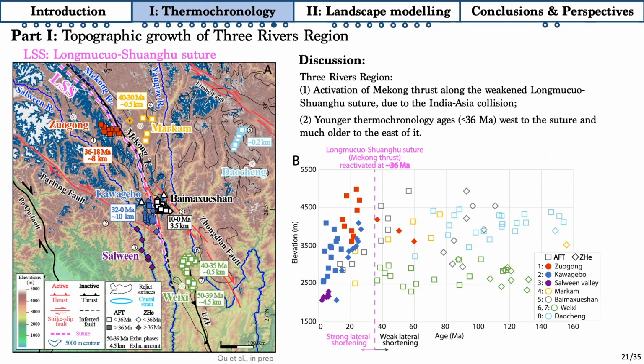So this Longmu Co-Shuanghu suture must represent a tectono-topographic boundary which separates the regions here that experienced very strong compression due to the indentation of the Indian plate, as illustrated by the highly compressed ellipse here, from those regions that experienced less compression, marked by this less compressed ellipse here, and nothing away from it. On the Daocheng surface is a circle, no compression.